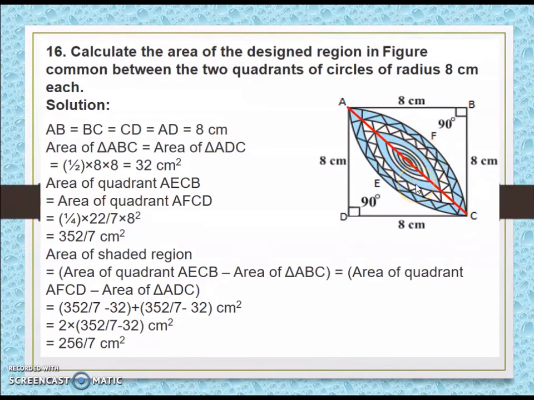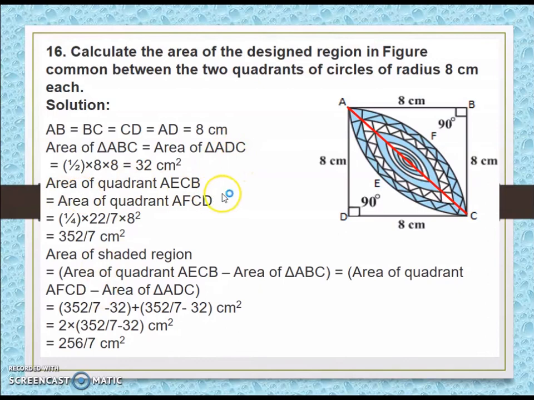So for finding the area of this segment, you will do area of the sector minus area of the triangle. Triangle is again a right angle triangle. So triangle ABC's area you can find out easily, half into base into height, where base is also 8 and height is also 8. So that is half into 8 into 8, which is 32 centimeter square. This is the area of the triangle.